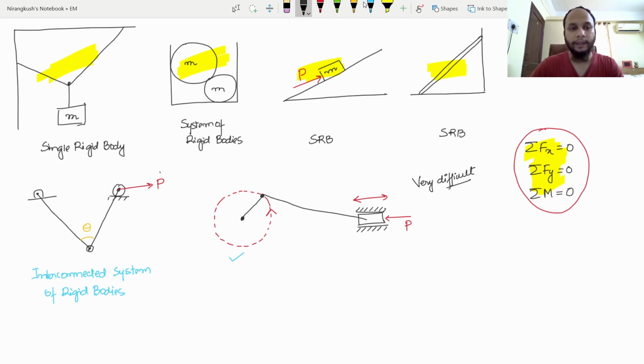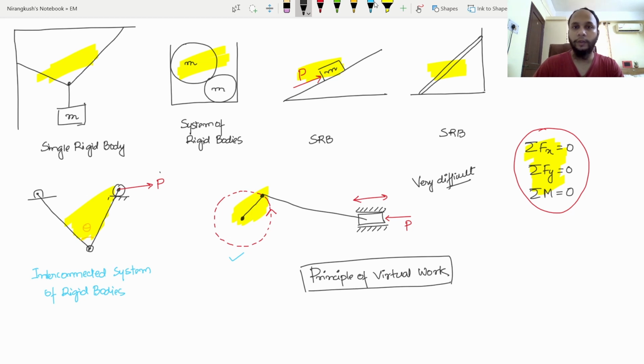What you have to do is isolate each of these links, then draw the free body diagram, then all the forces that are acting, and then try to write all the equations, and that makes it very difficult. A better way to solve these kinds of problems, interconnected systems of rigid bodies, is by knowing the principle of virtual work, which I will cover in this module, in this lecture.